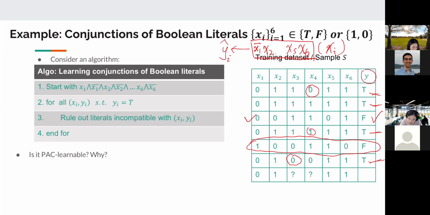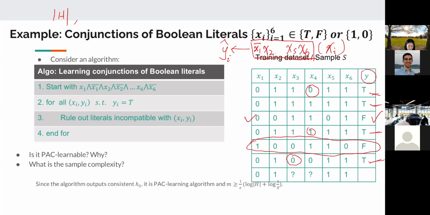Right? Our theory says yes, because H is finite and a consistent algorithm exists. So it is going to be PAC learnable. And what is the sample complexity? Yes, exactly. M is polynomial in 1 over epsilon. What's more interesting is that you even know the sample complexity, although this might not be a very tight bound, but at least you get a bound, right?